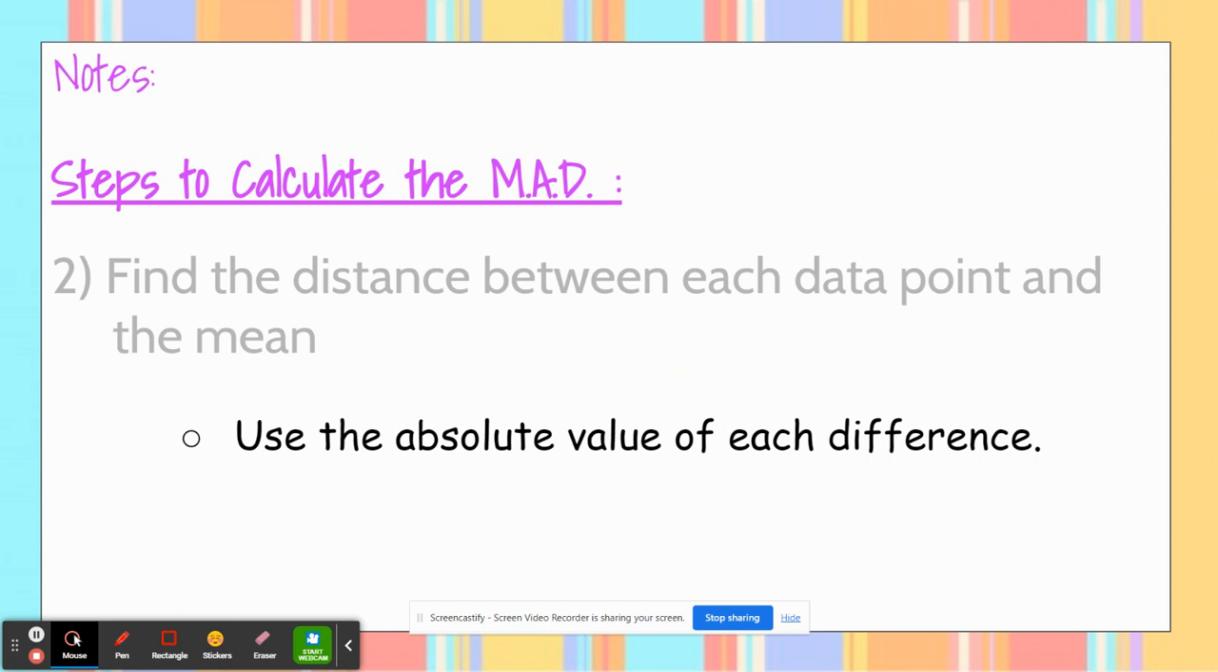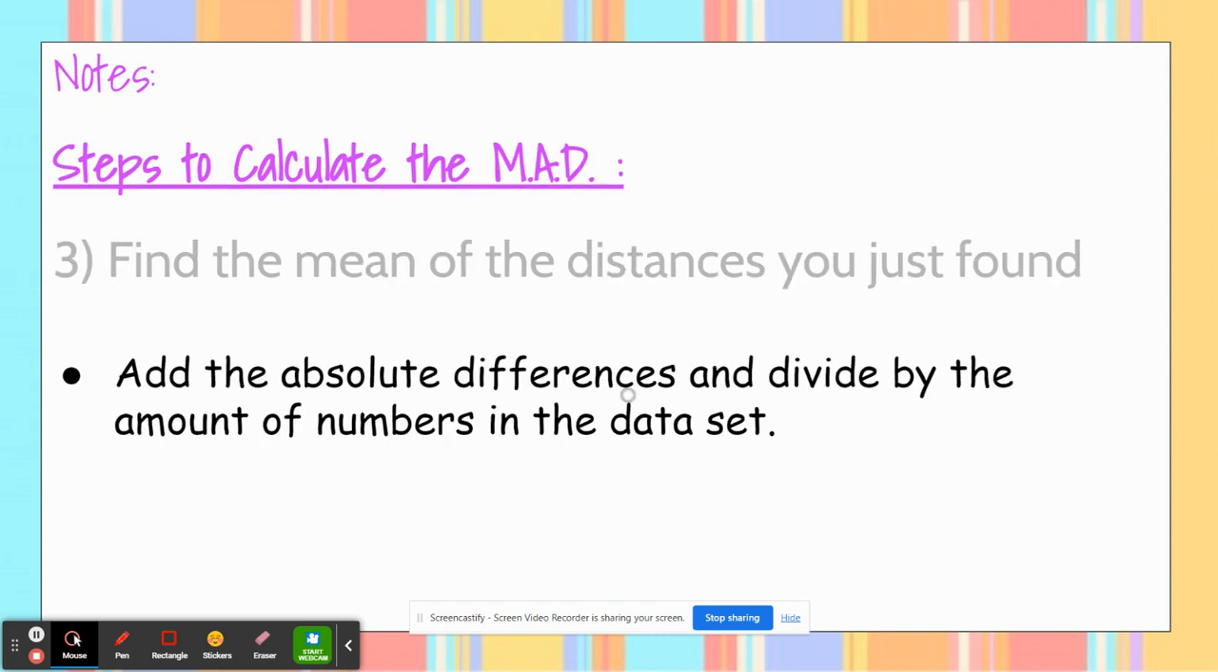Step 2, find the distances between each data point and the mean. You're going to use the absolute value of each difference. Step 3, find the mean of the distances you just found. How to do that? Add the absolute differences and divide by the amount of numbers in the data set.